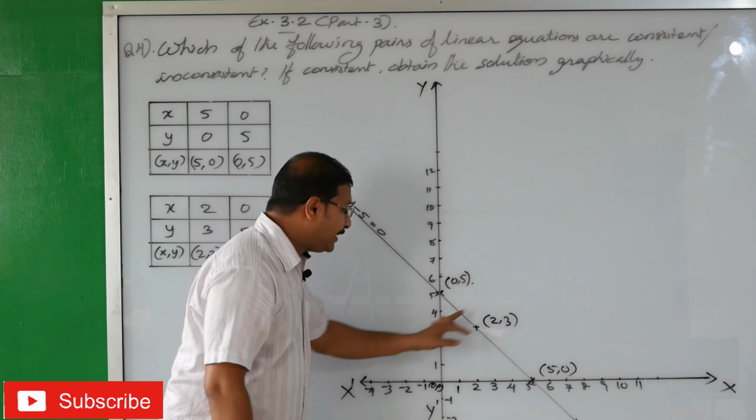Now see, both the new points we got are on the same line. What will you say? The two lines are coinciding. That means it has infinitely many solutions. Let's write then. Since the two lines are coinciding, therefore the equations have infinitely many solutions.